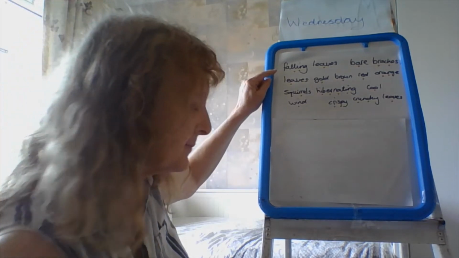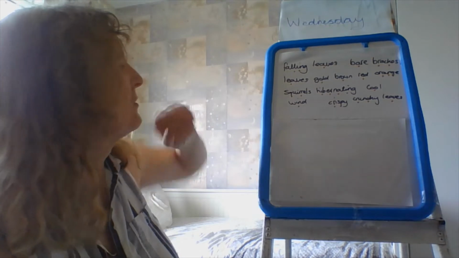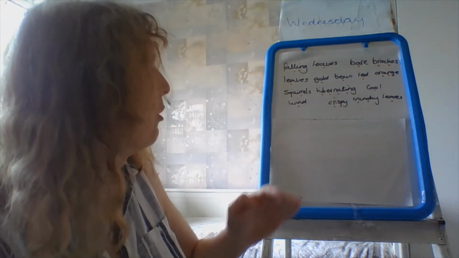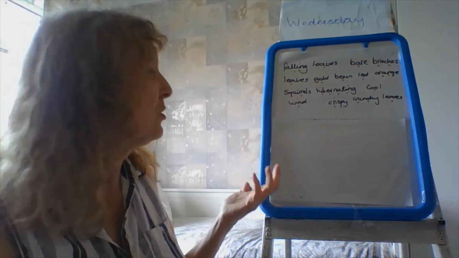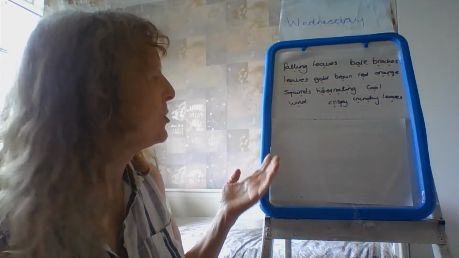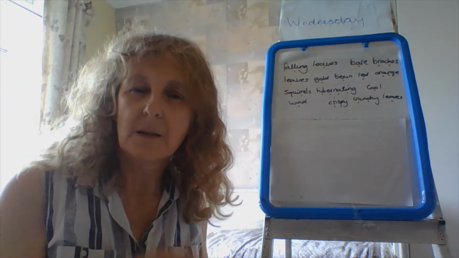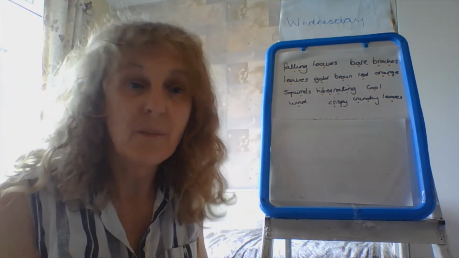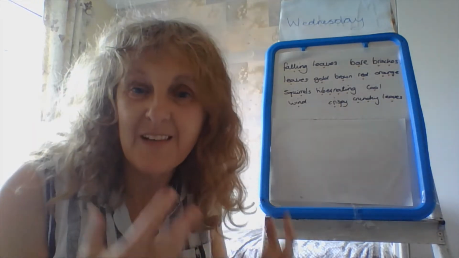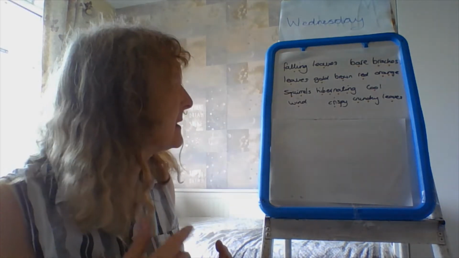These are the words that I brainstormed yesterday. We've got falling leaves, bare branches, leaves, gold, brown, red, orange, squirrels hibernating, cool, because the weather starts getting really cool, and wind, it gets very windy in the autumn, that's why the leaves are all falling off. Crispy, crunchy leaves. So we've got lots of words there to help me. Might not use them all, might add some different ones, might not use any, but they're there if I need them.